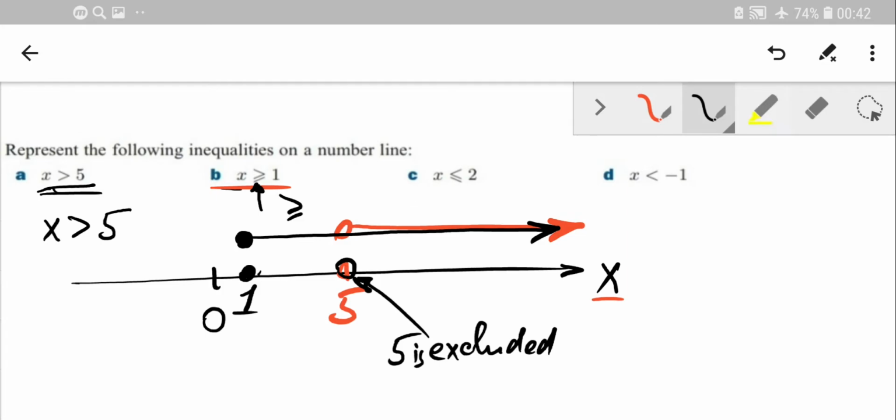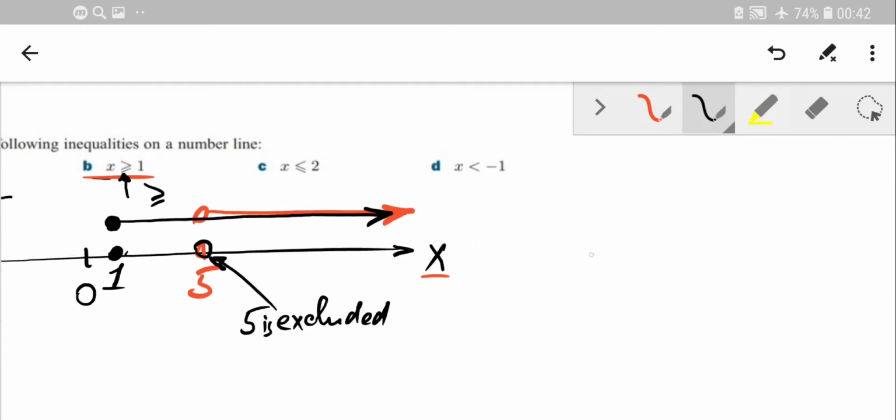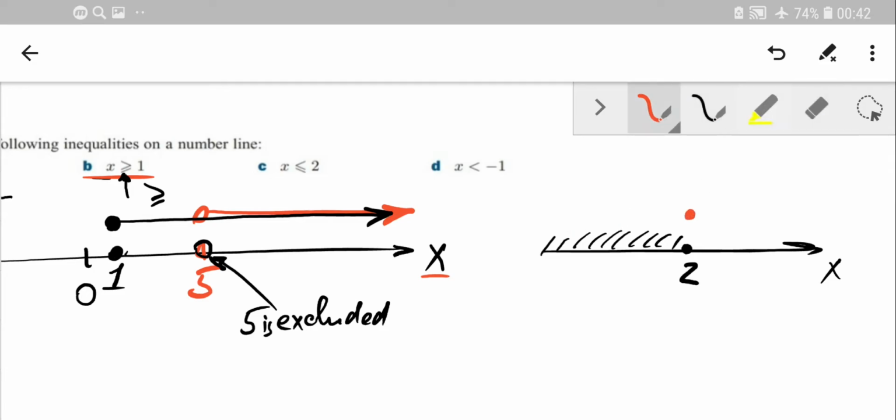Alright, how can we depict C? For this reason I put a separate number line. So I put 2, this point is included, so I can shade that, or instead of shading I can also depict it with an arrow to the left.